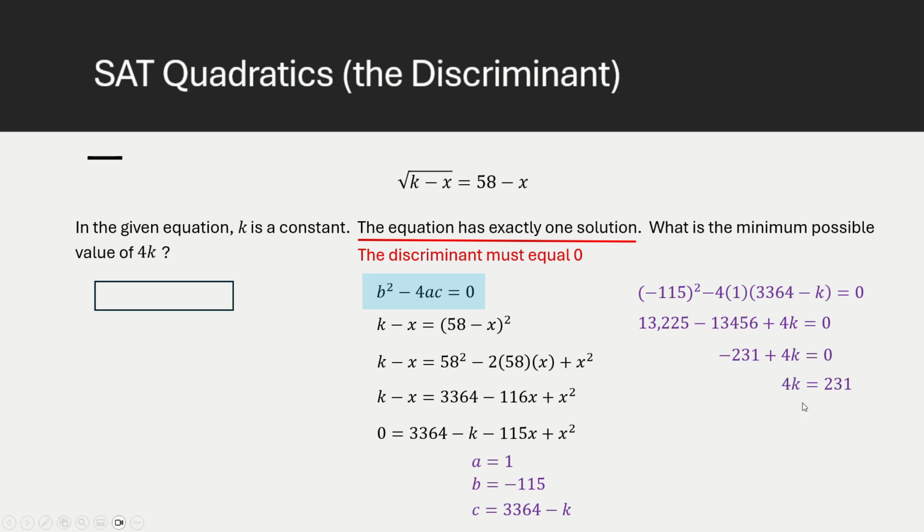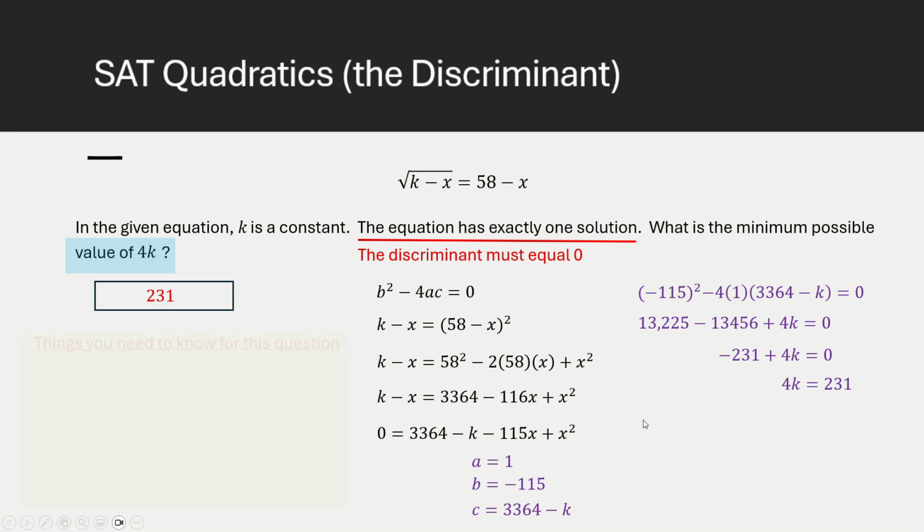Now at this point you could divide by 4, but take a quick look at the end of the question. It's asking us, follow my arrow, what is the minimum possible value of 4k? So the question is actually asking us to solve for 4k. Well, we have 4k right here. It equals 231. So this is the answer to the question.